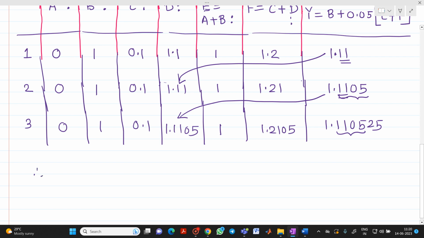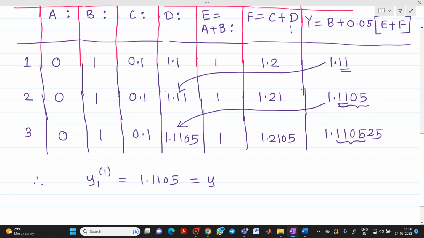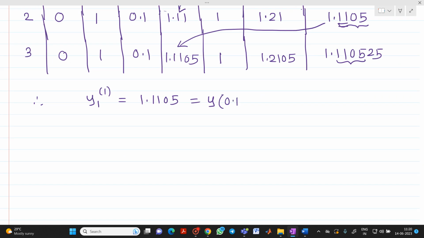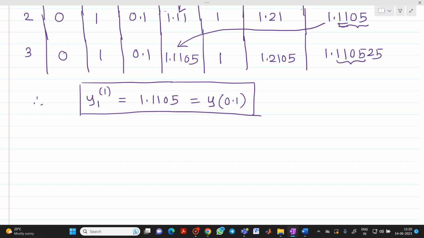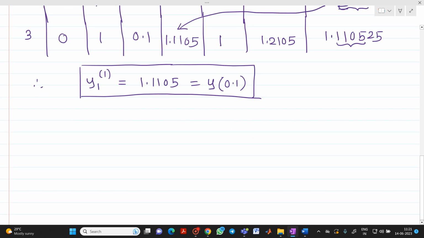So therefore I can write, y1 of 1 will be equal to 1.1105. Basically this will be the answer of y of 0.1, because we have calculated here the answer of y of 0.1. In the question it was asked to find the answer for y of 0.1. So we determined this y of 0.1. Now the next aim is to find y of 0.2.